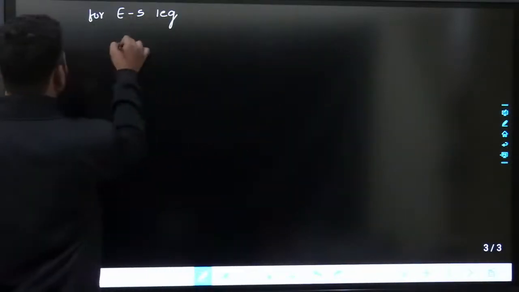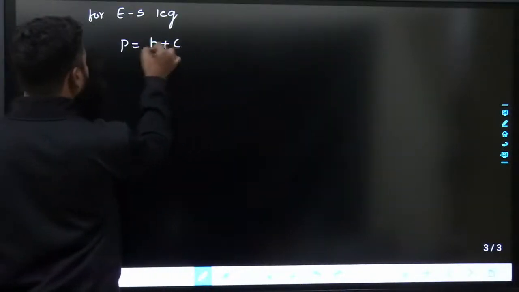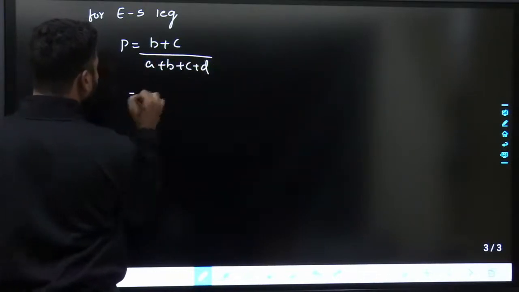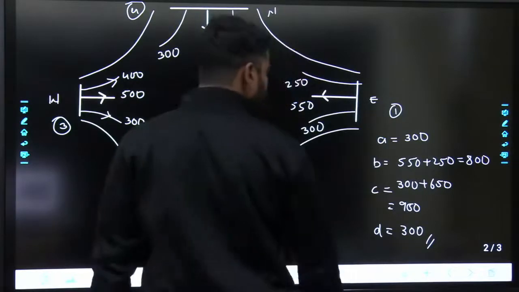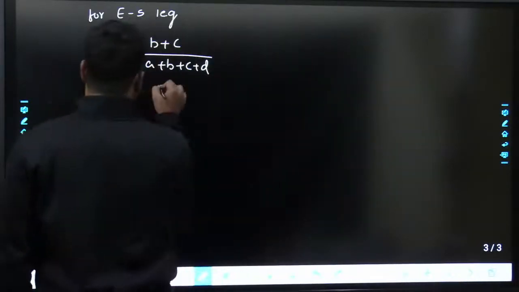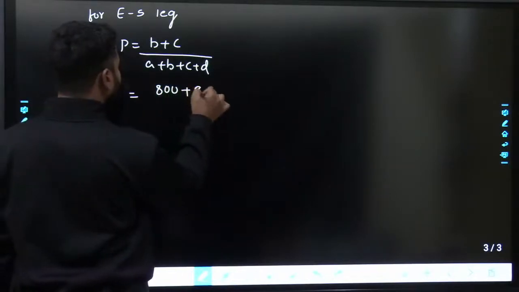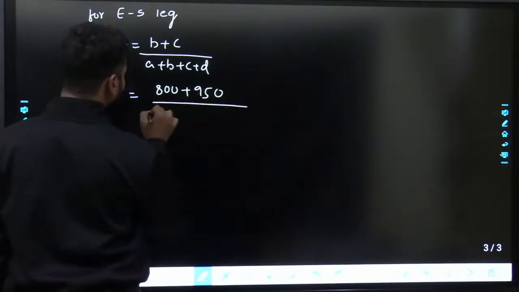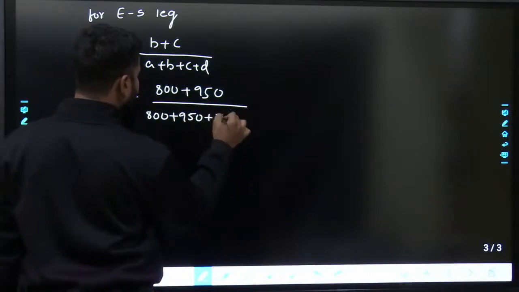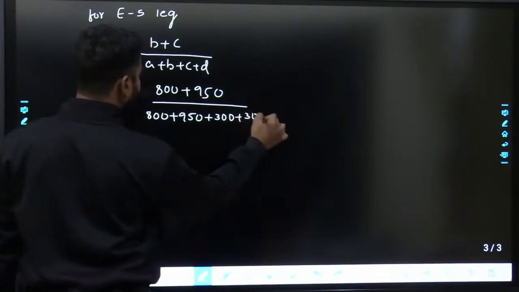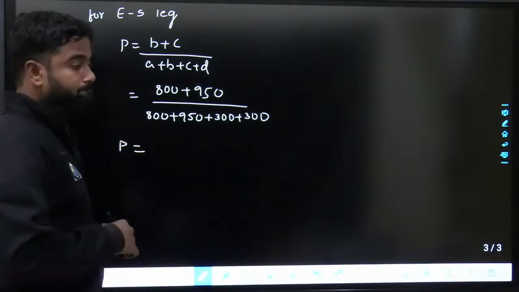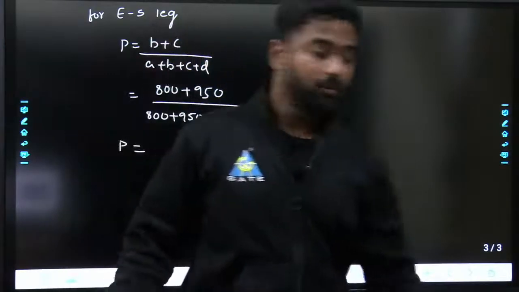So if I try to write this, P equals B plus C upon A plus B plus C plus D, so that equals 800 plus 950 over the total. What is the value of P you will be getting?